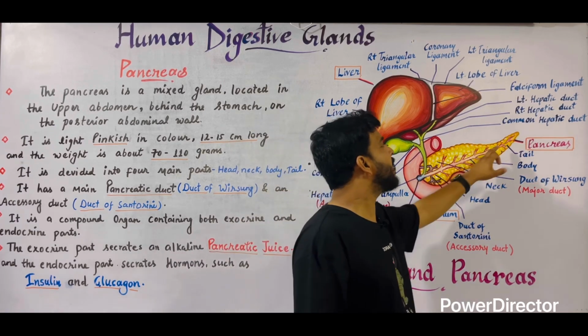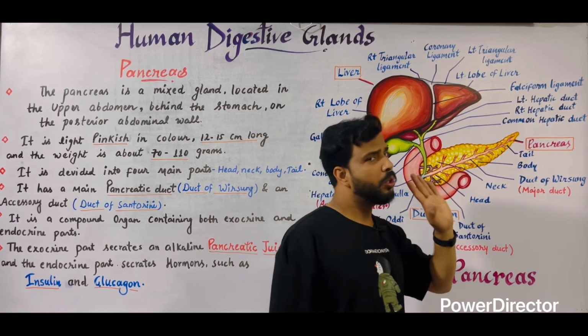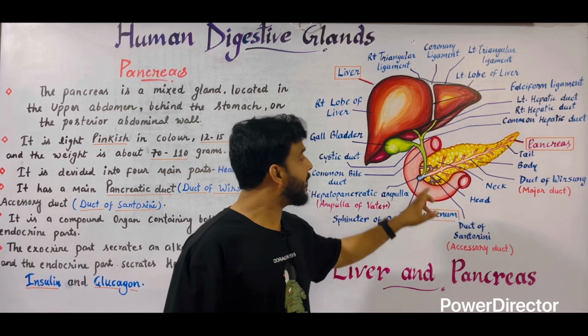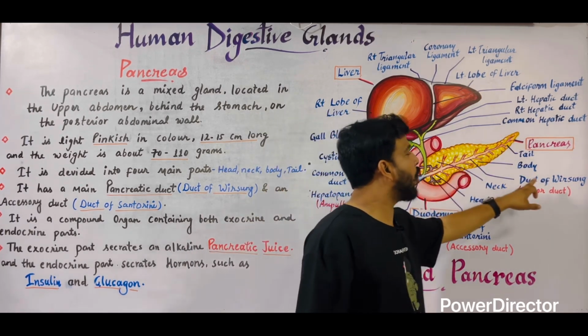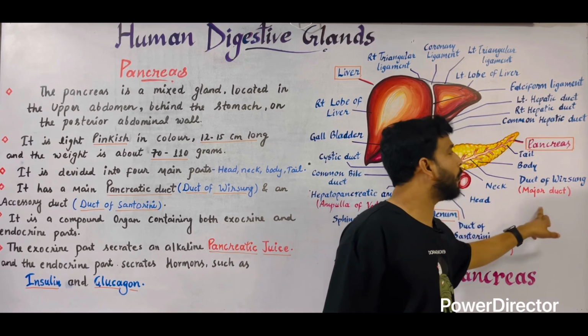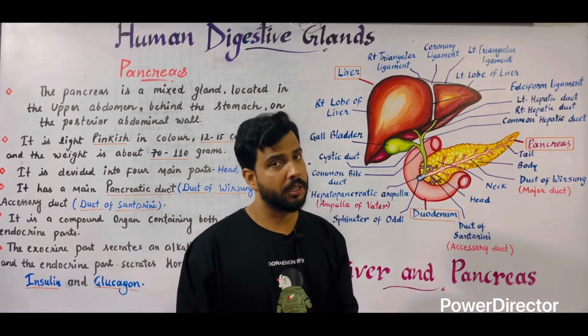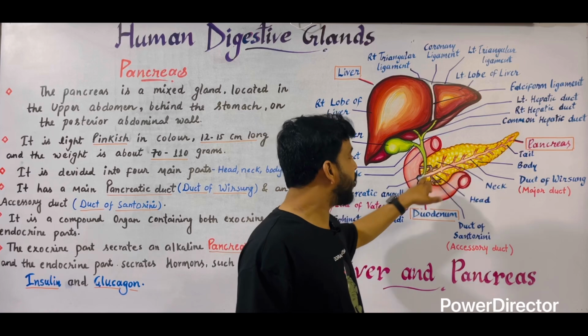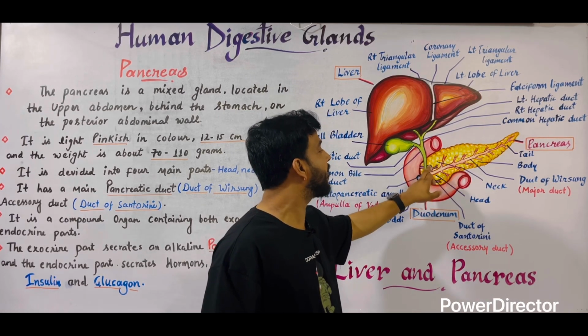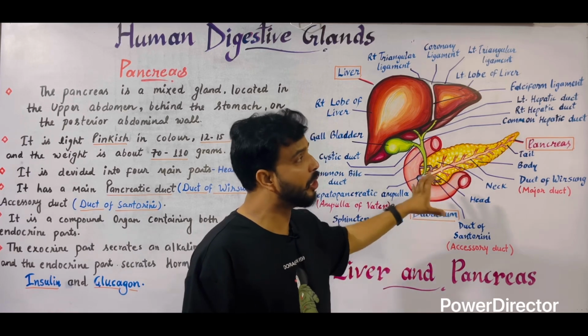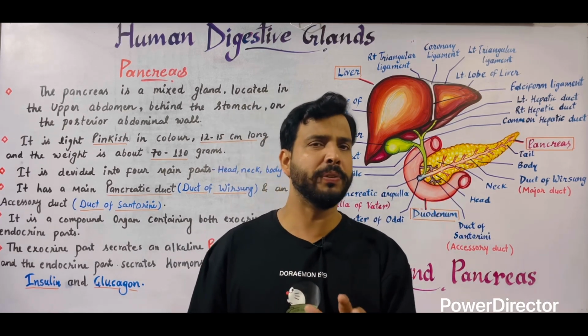Now the pancreas mainly consists of two ducts. The major duct, which you can see with the red color, is called the duct of Wirsung, or the major duct or the pancreatic duct, which opens into the duodenum through the ampulla of Vater. This pancreatic duct fuses with the common bile duct to form the hepatopancreatic duct and finally opens into the duodenum, as I told you before.